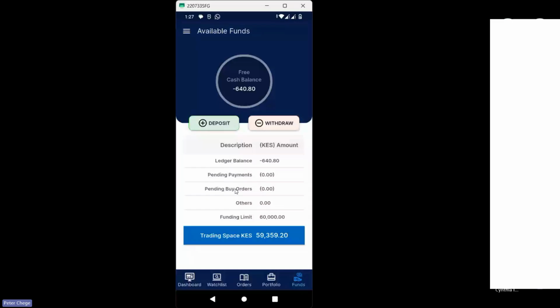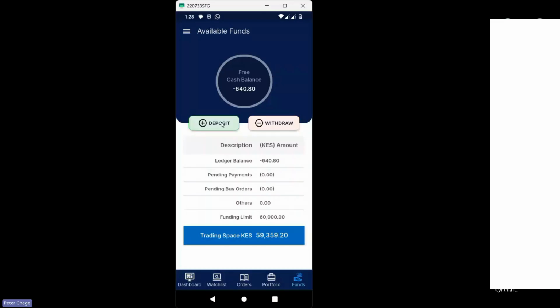It means there is an order that has not executed. If you go to orders, you see a pending order. Working status is yes. If you have not released your payment, we will block it because we still need to pay you. So the difference between ledger balance and all these two is what makes up trading space. Trading space is what you can utilize to buy shares. So always check trading space. The amount that is there is what you can utilize to buy shares.